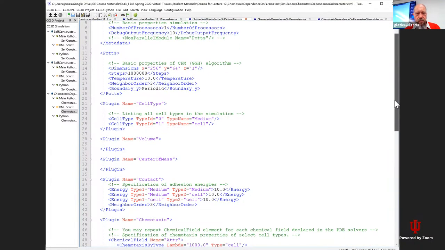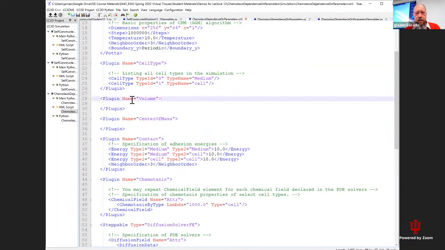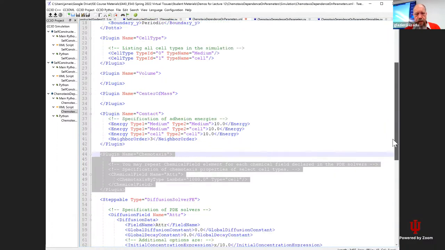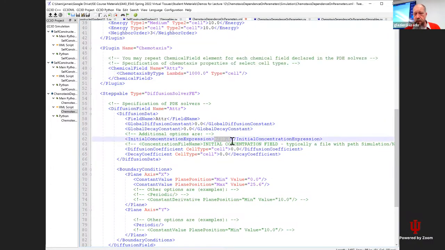So the XML looks very familiar. The volume is specified in Python. Chemotaxis here actually is specified initially in the XML, and then I'm going to override it in the Python. And then the diffusion solver, I have an initial linear gradient. No diffusion, so I'm just imposing a chemical field.